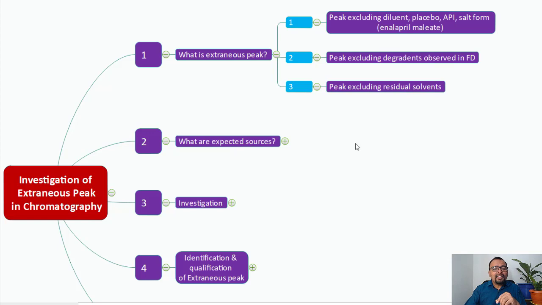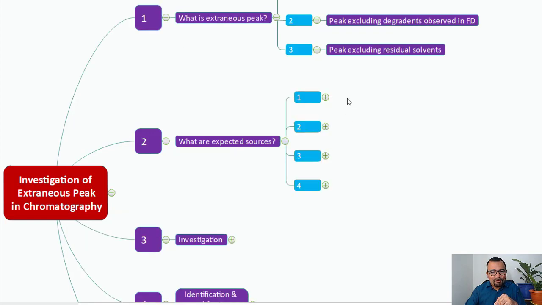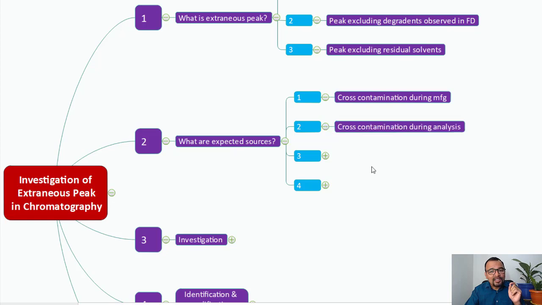So what are the expected sources for the extraneous peak? Here they are. First, cross contamination during manufacturing. You are manufacturing different products, let us say paracetamol followed by metformin. If the paracetamol is not cleaned from the surface of the manufacturing equipment, then traces of paracetamol can get carried forward into the metformin. So the cleaning of equipment can become the source of cross contamination.